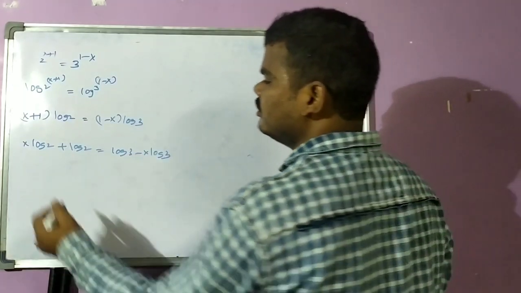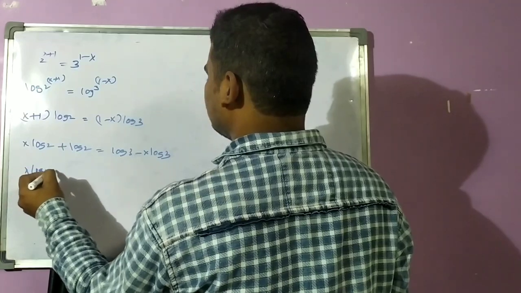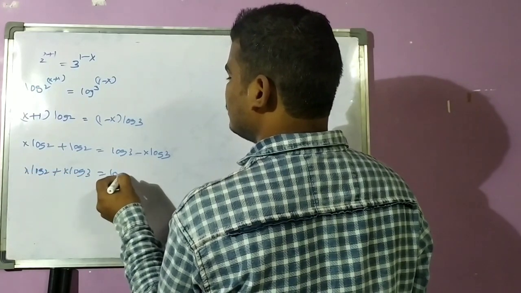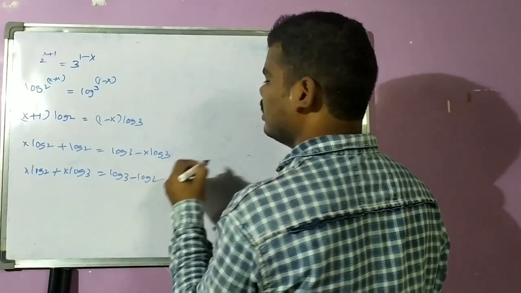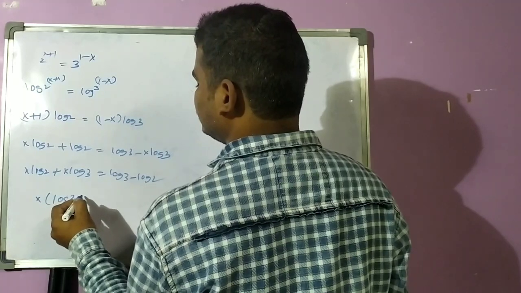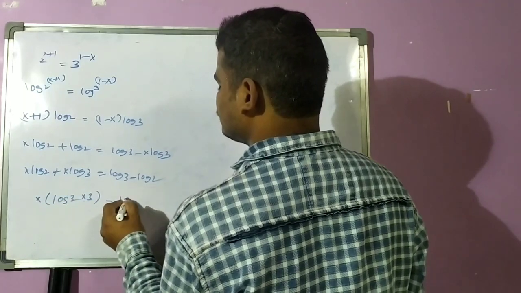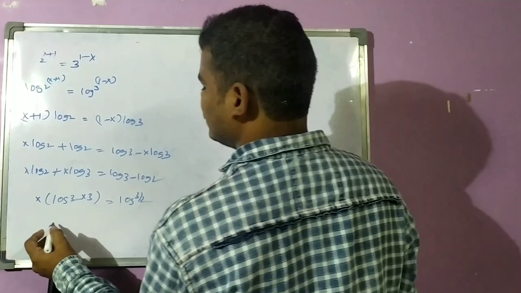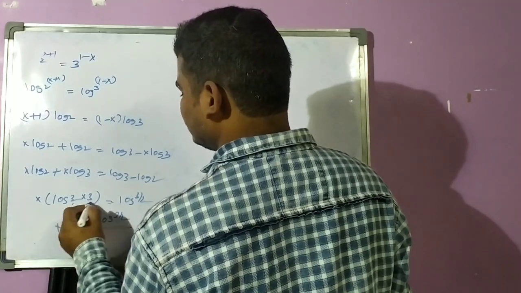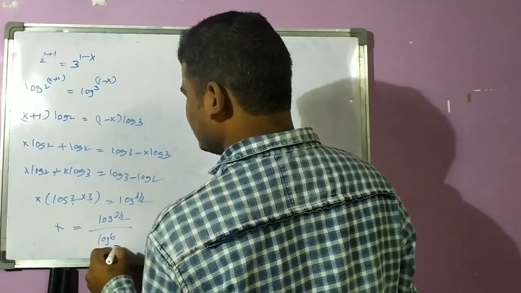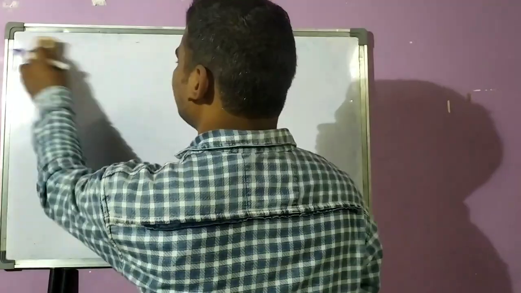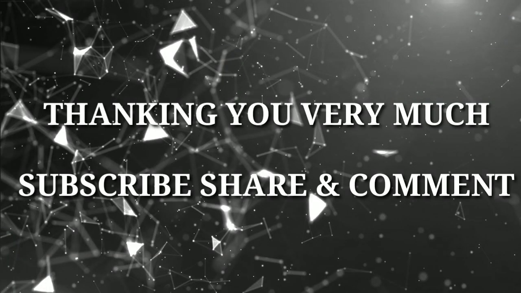Now x log 2 plus x log 3 is equal to log 3 minus log 2. Take x as common: x into log 2 into 3 is equal to log 3 by 2. x is equal to logarithm of 3 by 2 divided by logarithm of 2 into 3, that is 6. Logarithm of 6 is the final answer.